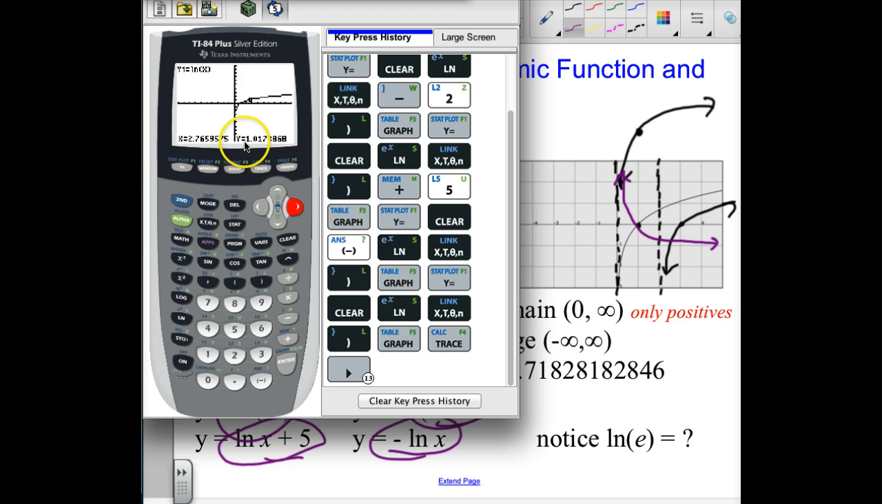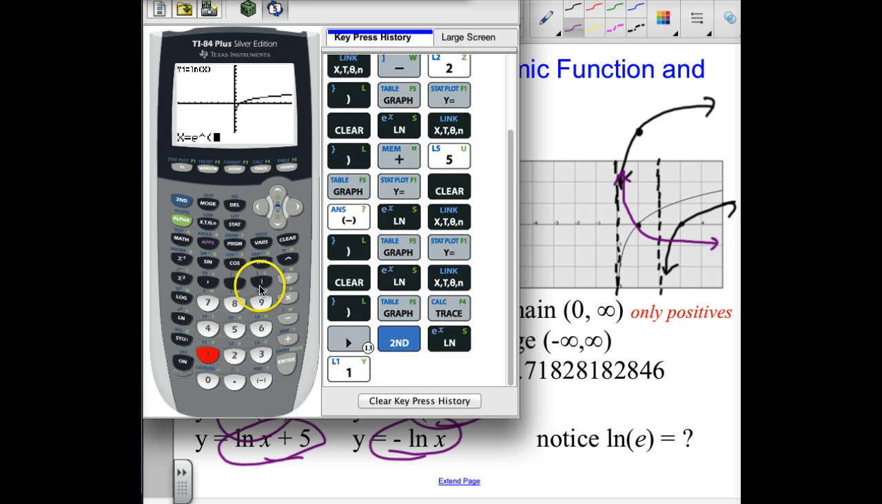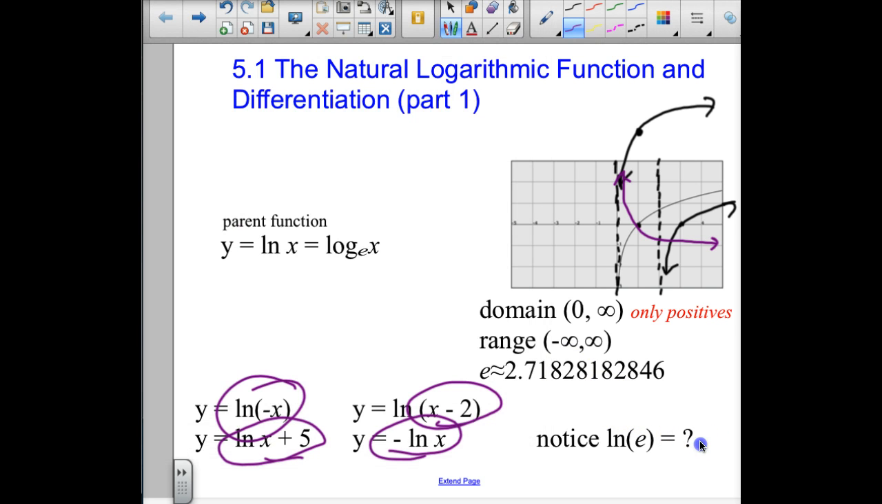It's about 1. We can type in the letter E, which is right above the natural log button. So once you've hit trace, if you type in a number that you want, we want e to the first, because that's what e is. E to the first is e. You can see that y equals 1. The natural log of e equals 1. That will be important for us.